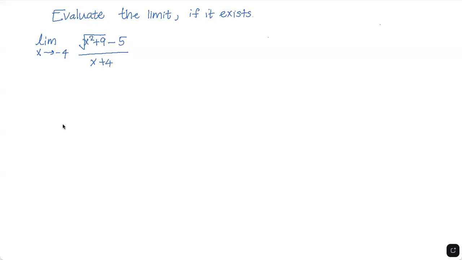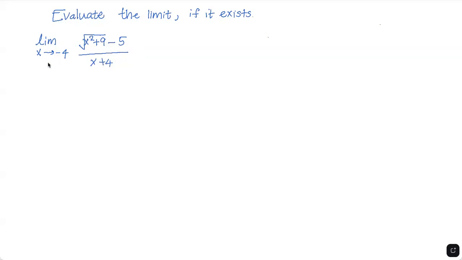Today I'm going to discuss the limit of certain functions. These functions are a little bit different than the previous one. So let's see how to find the limit of these functions. So as you can see, here you have a function: limit x goes to -4 of square root of x square plus 9 minus 5 over x plus 4.